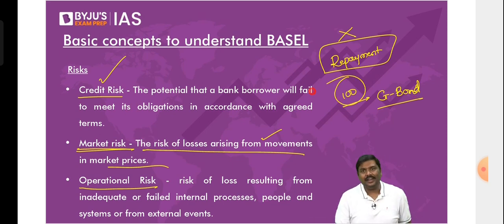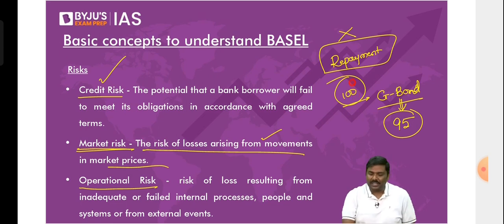So imagine you have invested 100, but now the market price of the bond falls down to 95 rupees and you sell this bond in the market. So how much was your investment? 100 rupee. How much did you earn? 95. Did you earn a profit or incur a loss? Simple question. You have incurred a loss.